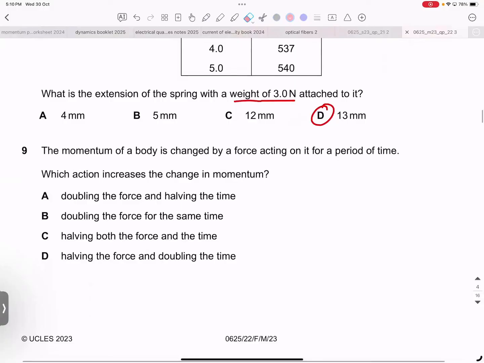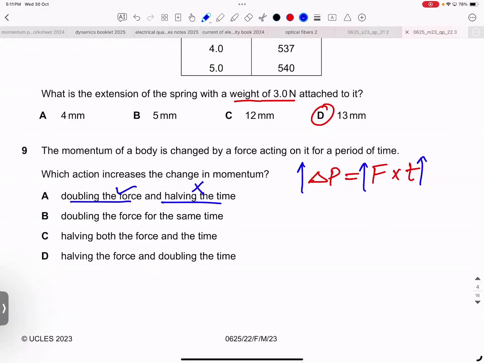Question number 9. Momentum of a body is changed by a force. Which action will increase the change in momentum? Change in momentum is impulse. Impulse is force multiplied by time. You want to increase the change in momentum, so either increase the force or increase the time or increase both. Double the force, yes. Half the time, no. Double the force, same time, okay. Half, no. Half, no. Option is B.